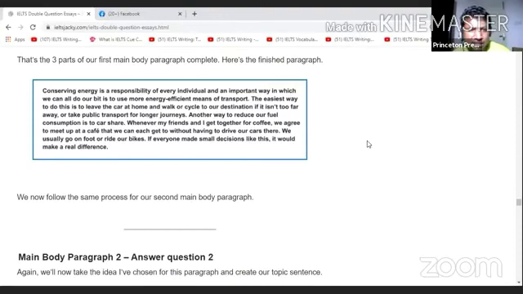Then the example. That's the example. Whenever my friends and I get together for coffee, we agree to meet up at a cafe that we can get to without having to drive our cars there. We could have gone far, but we are not doing that because we want to conserve energy. We usually go on foot or ride our bikes. If everybody made small decisions like that, it would make a difference.